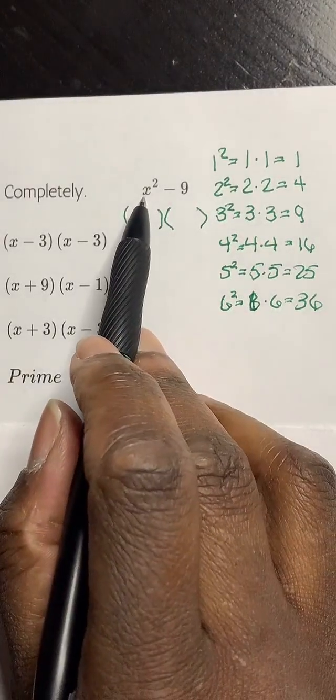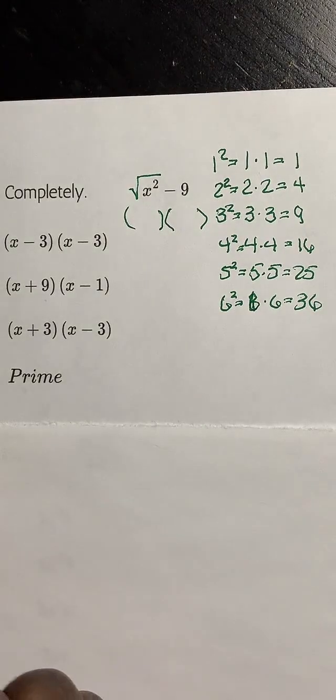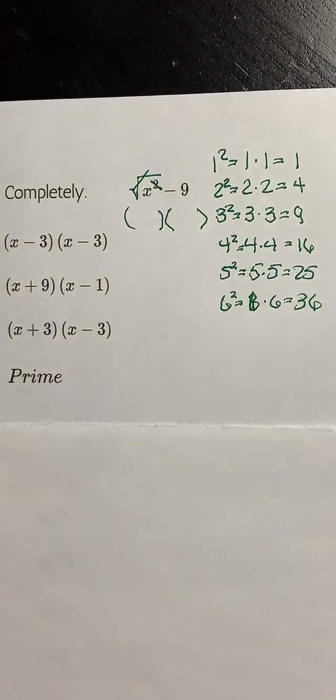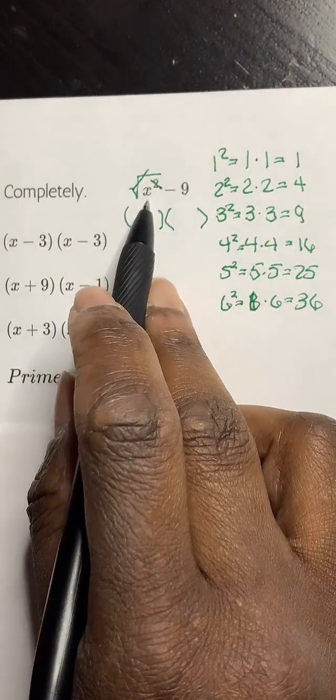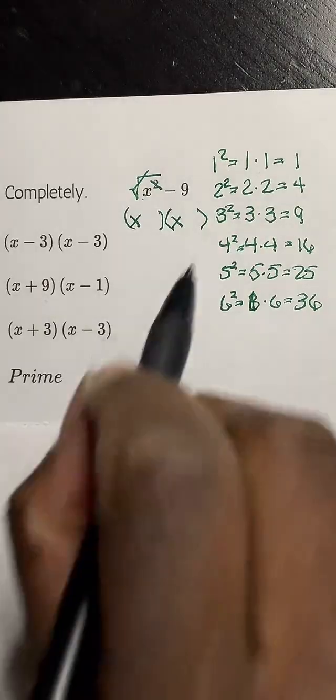If I took the square root, now here's the thing, just in case a lot of you don't know, squares and square roots are inverses of each other. Just like a positive 4 and a negative 4, they will cancel each other out. So the square and the square root cancel, and what's left is the x. We're putting an x in both of the parentheses.